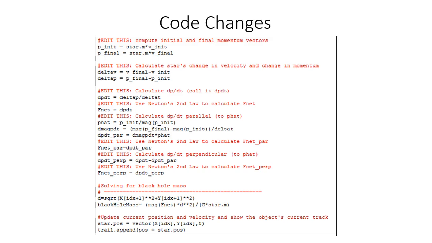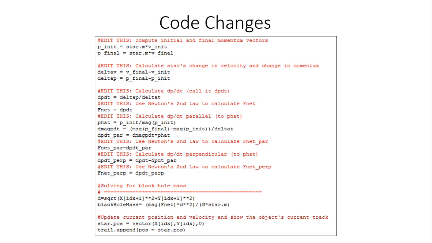Here we can see some of the code changes made for this experiment. You'll notice that P initial and P final, or momentum initial and momentum final, were found by multiplying the star's mass times the initial and final velocities respectively. The same was done to calculate the star's change in velocity and change in momentum. Then, to calculate dp/dt, we've simply divided delta p by delta t, and we've set that equal to F net as seen in the previous equation.